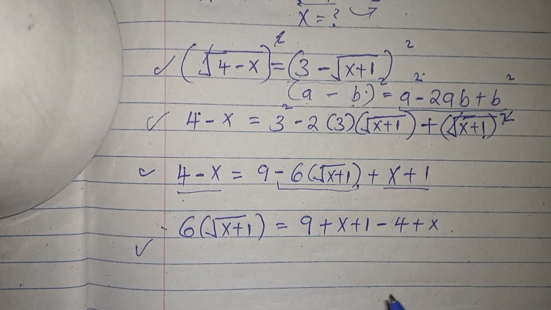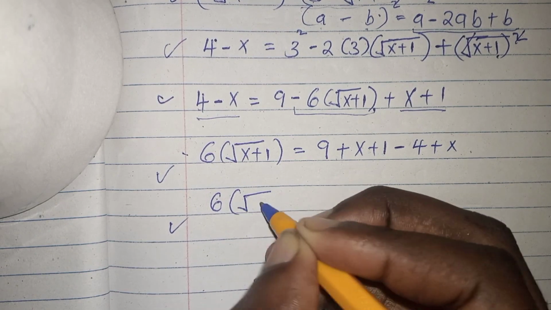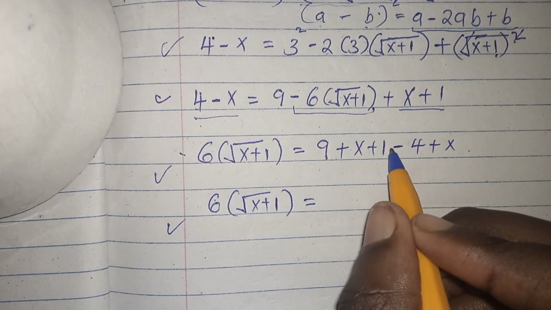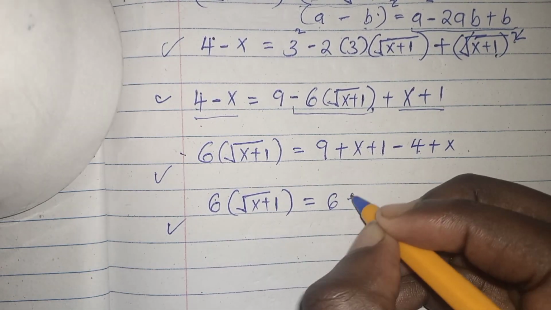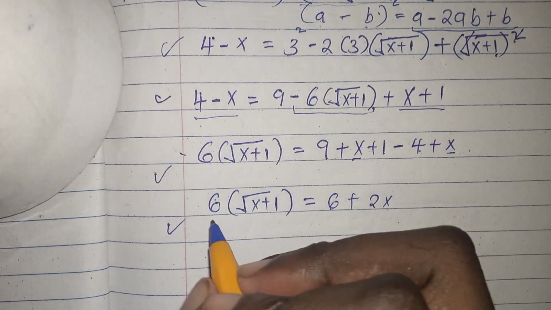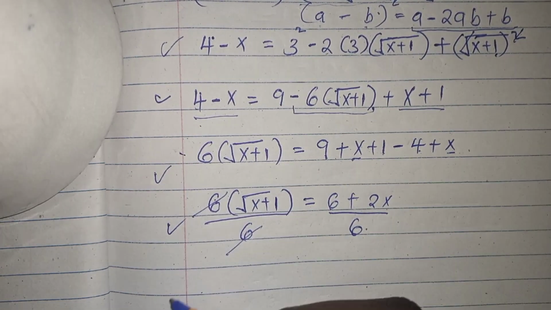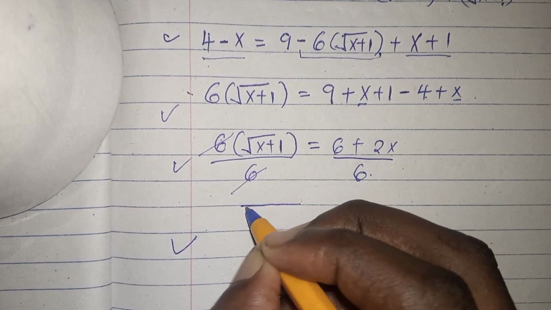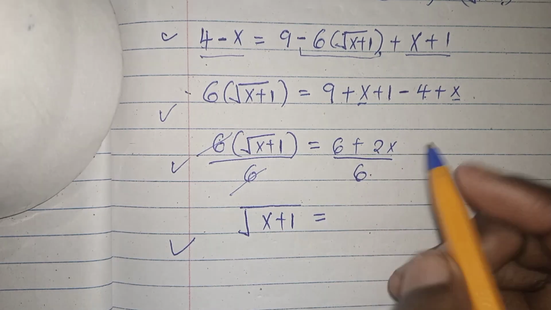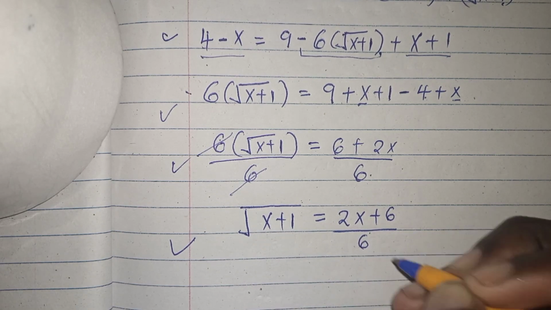Okay, so our next step, 6 square root x plus 1 is equal to, so we have 9 plus 1, this is 10, 10 minus 4, this is 6, plus x plus x, this is 2x. So we shall now divide here by 6, divide here by 6. So this and this will cancel and we are left with the square root of x plus 1 is equal to, we shall rearrange this, so this will be 2x plus 6 over 6, right?